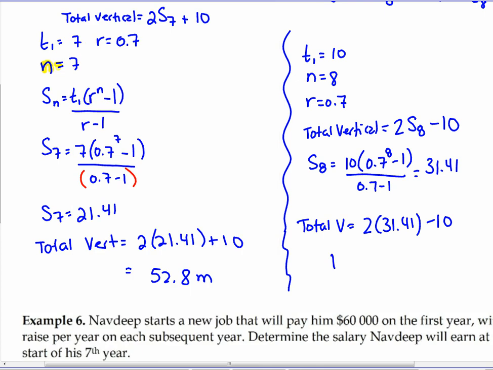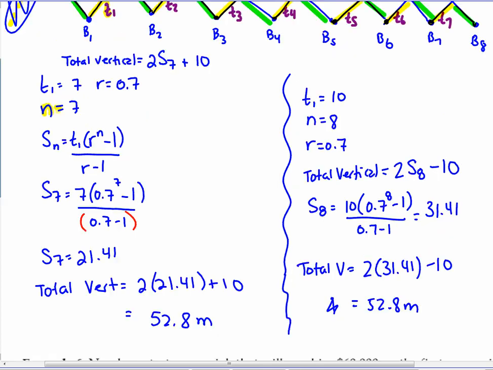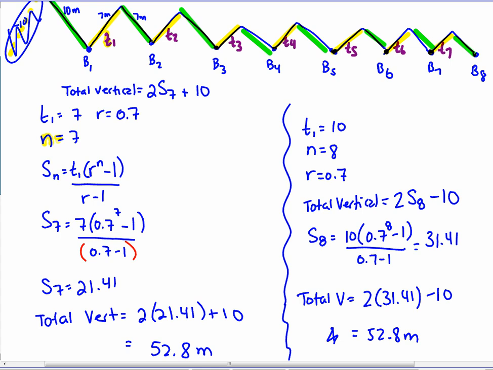Okay, so that's another method to solving it, just where do you make your first term? I like making my first term the actual height after the first bounce, personally, and then adding on that extra 10, but it's really up to you. So you have 2 options.